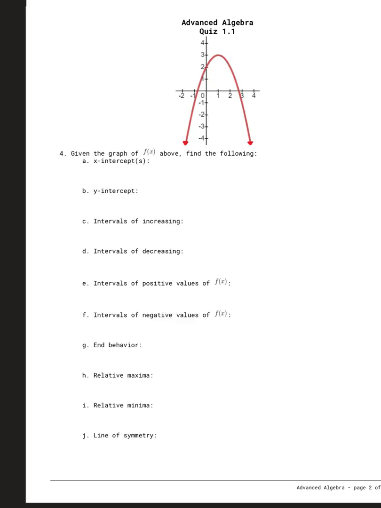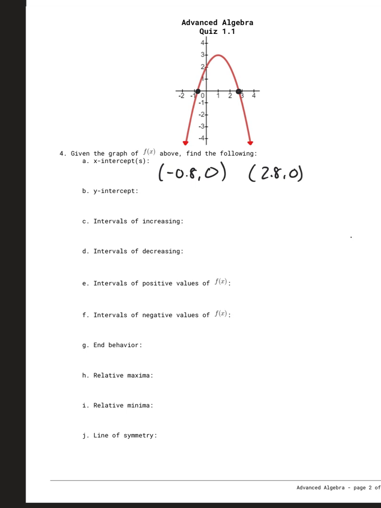All right, moving on. I'm going to run through this kind of quick because a lot of this is review. This question was tricky. The x-intercept, so where do we cross the x-axis? We have 2 points right there. I'm looking for you to write coordinate points on this one: negative 0.8 comma 0 and 2.8 comma 0.